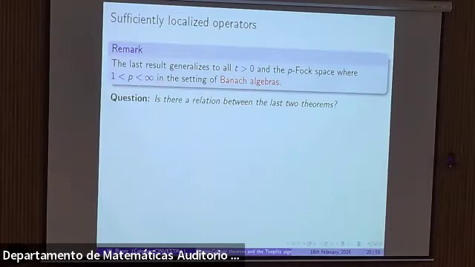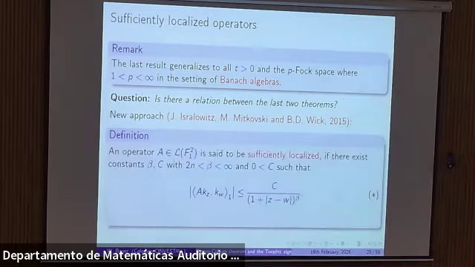Another question is, is there some relation between the last two theorems? The first one says that if you have these bounded operators which act on the scale uniformly in a nice way, then you have the compactness characterization with the Berezin transform. And the next one says if you have something in the Toeplitz algebra, you have the same thing. So maybe these results are in a way related. And here's a new approach to the problem, which was given by Isralowitz, Mitkovski, and Wick in 2015. This uses the notion of localization. They defined the notion of a sufficiently localized operator, and it is this one. An operator on the Fock space is sufficiently localized.